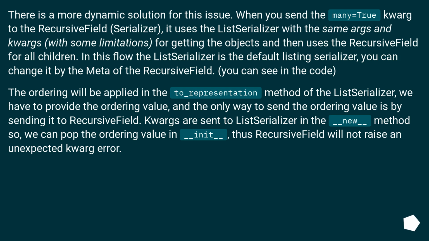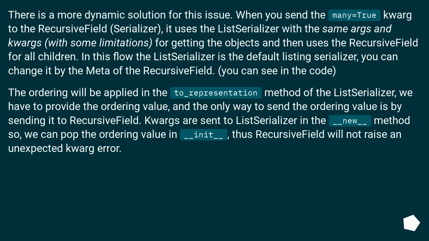There is a more dynamic solution for this issue. When you send the many=True kwarg to the recursive field serializer, it uses the list serializer with the same args and kwargs, with some limitations, forgetting the objects, and then uses the recursive field for all children. In this flow, the list serializer is the default list serializer. You can change it by the Meta of the recursive field. You can see in the code.